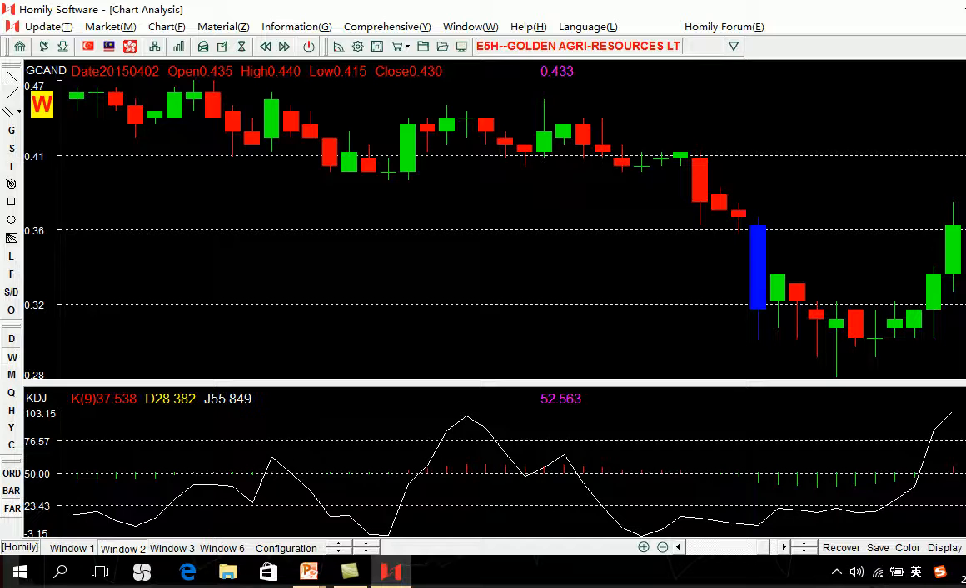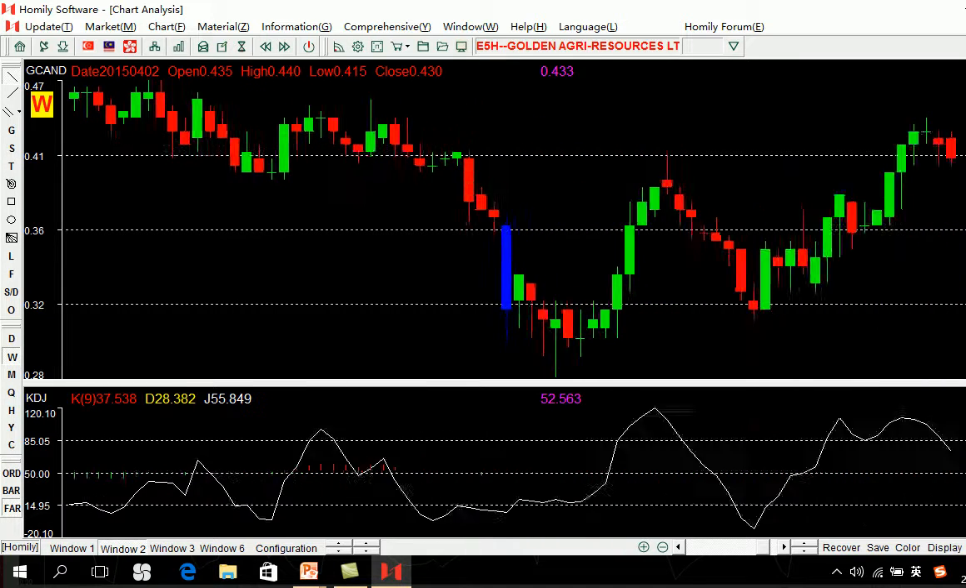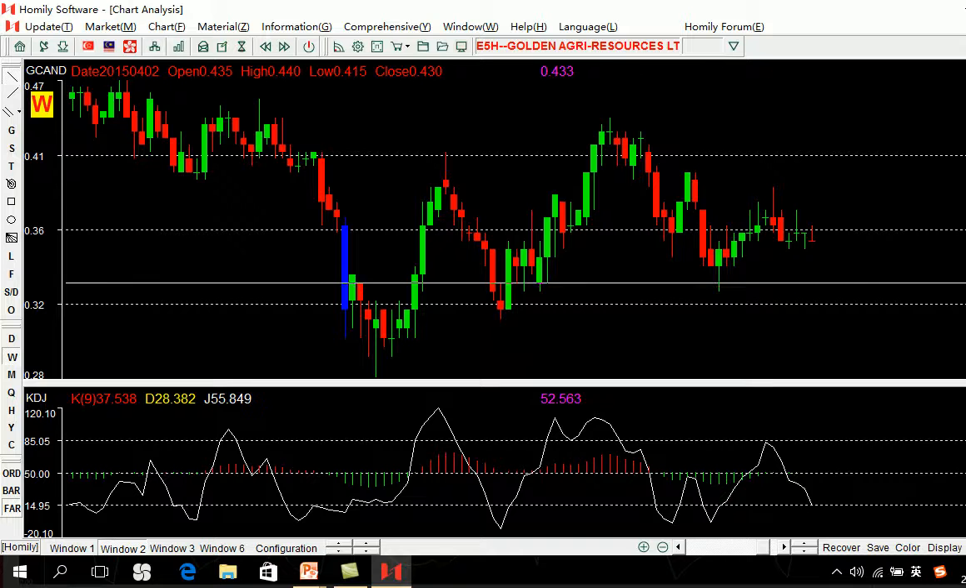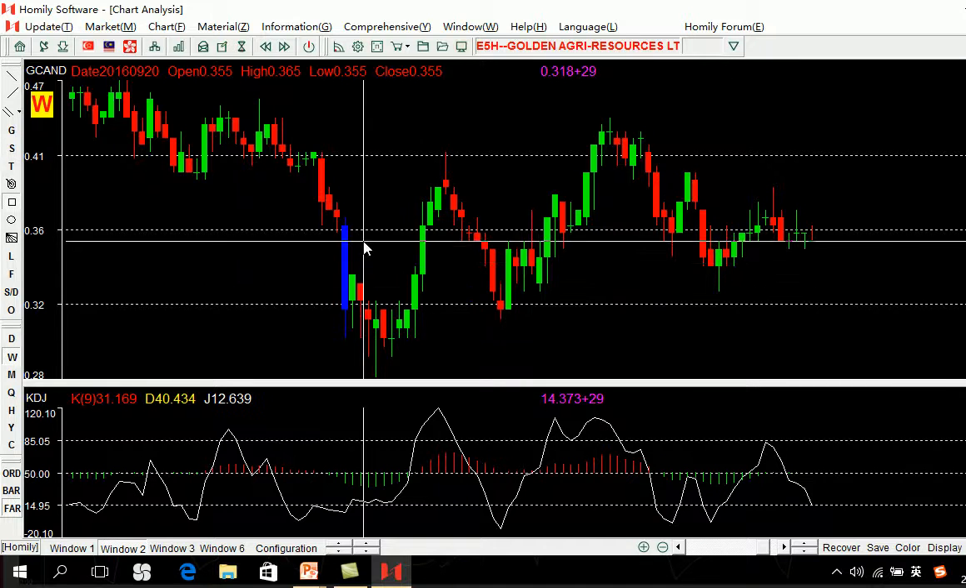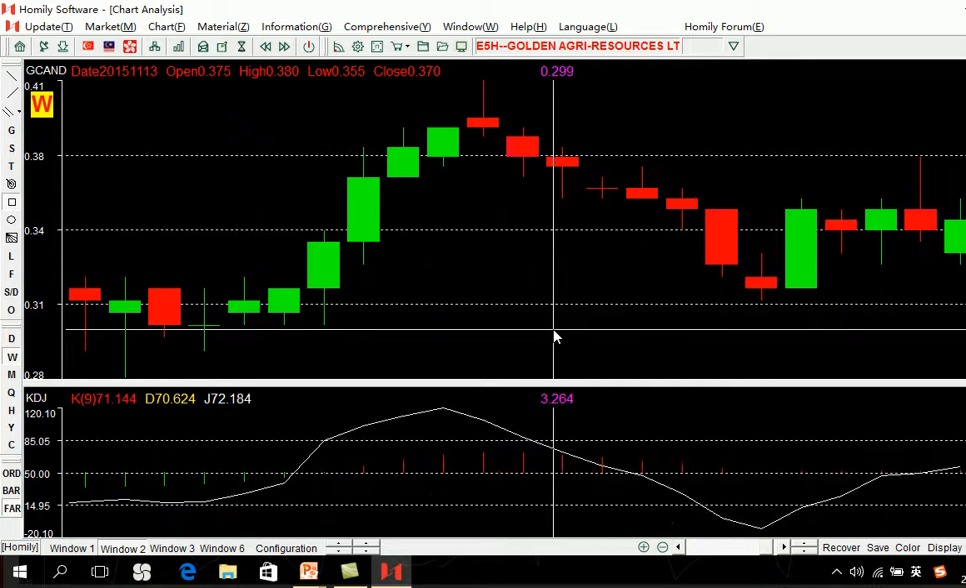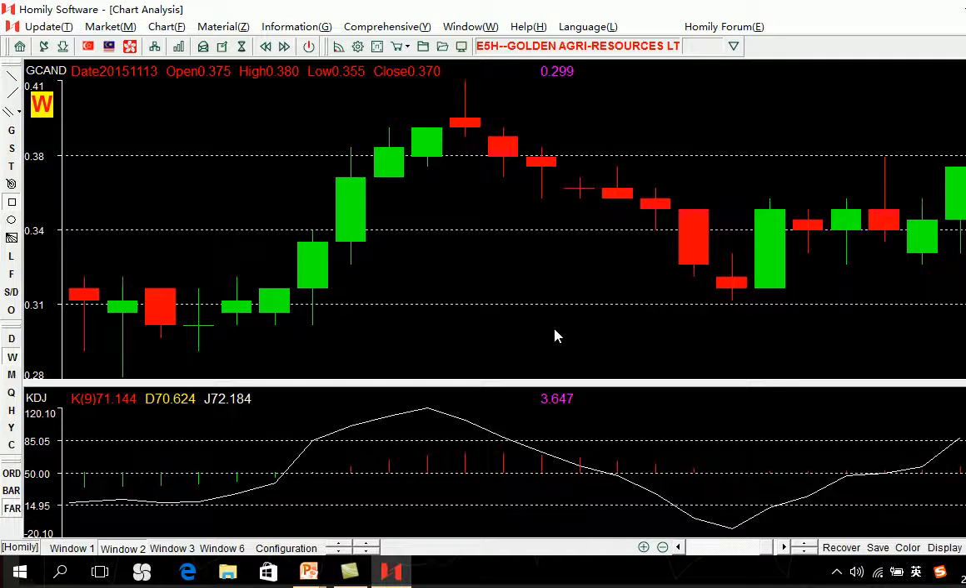Maybe you will hesitate. Okay, you will be confused. Whether I can buy or not? So first, the situation: the KDJ output cross, the MACD is red, combined or not? Combined, okay. So how about here? Can we buy or not?